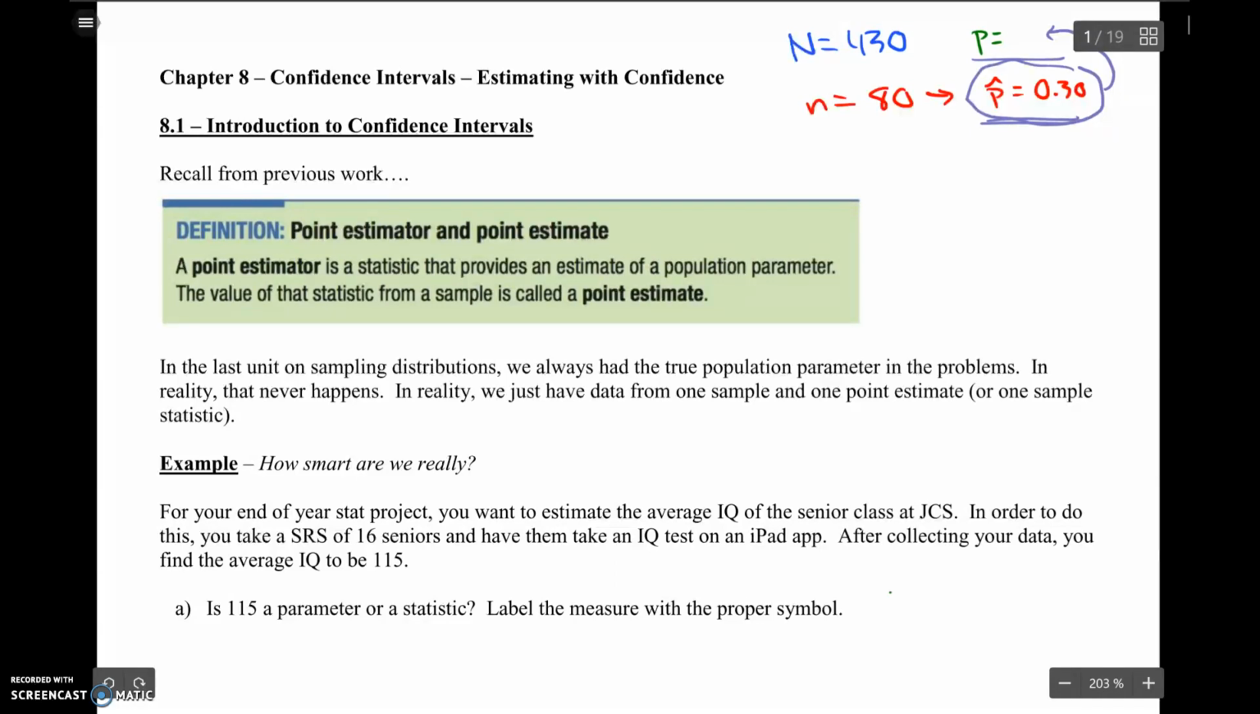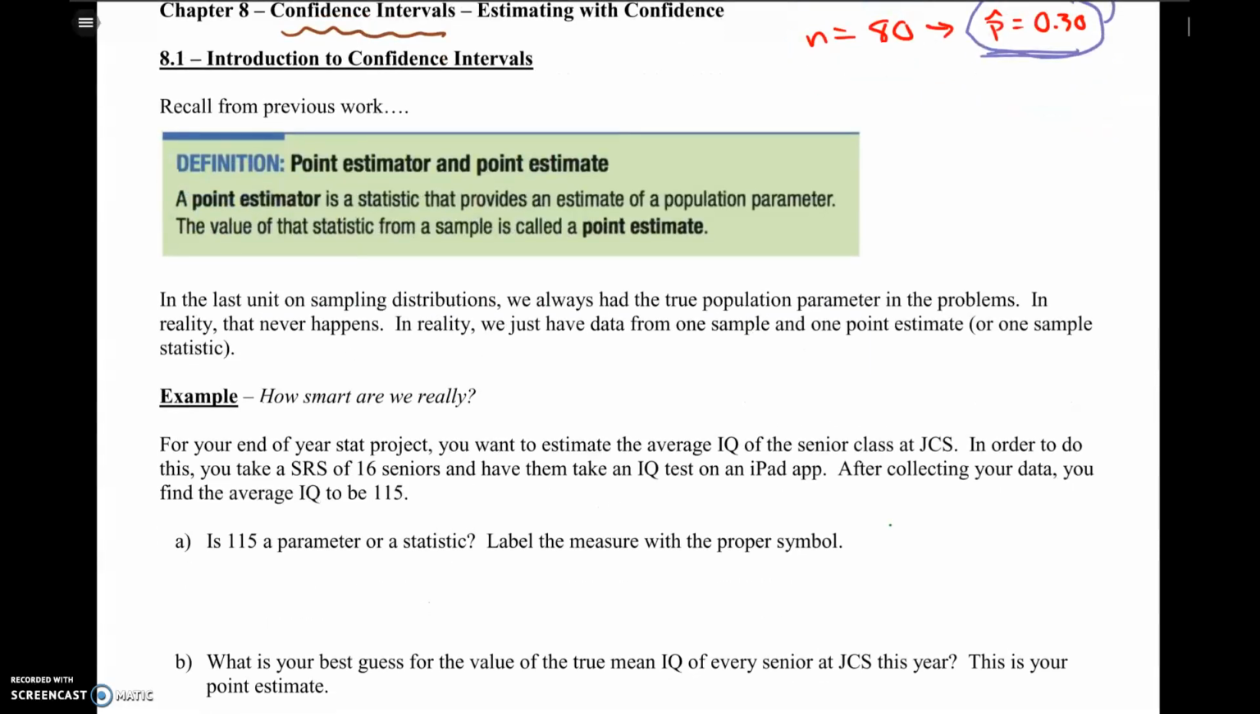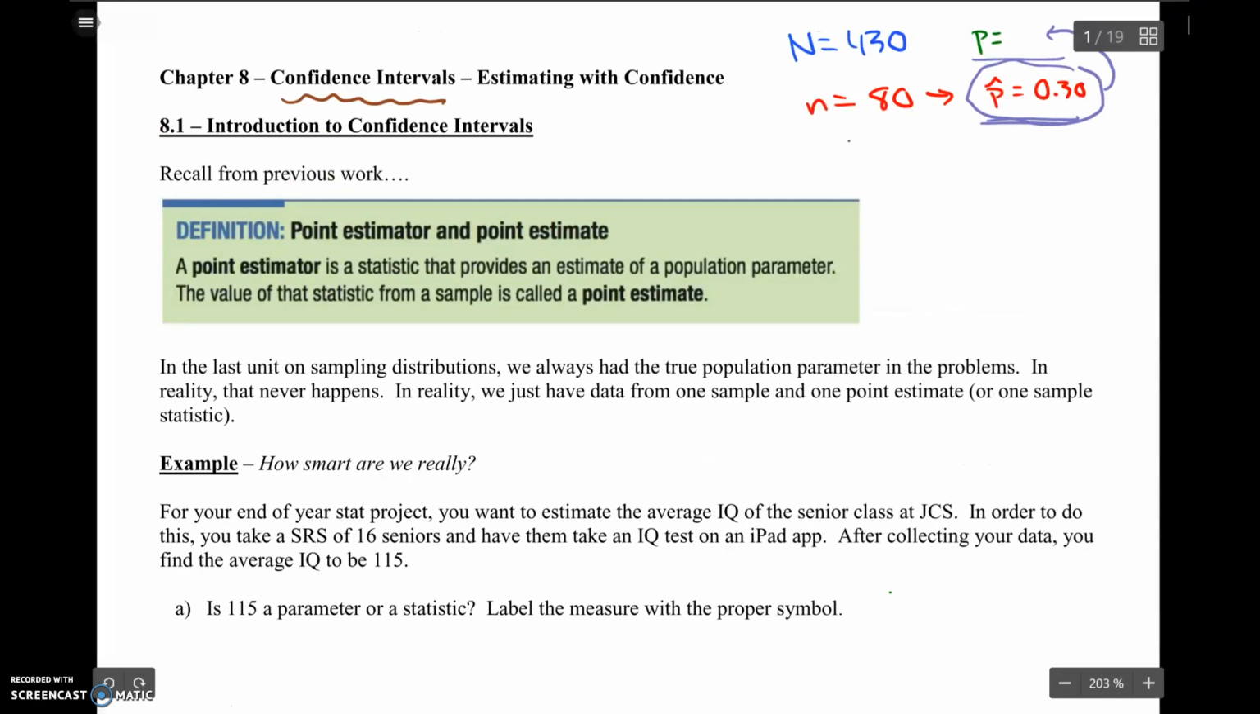To answer these questions, there are statisticians that have developed confidence intervals. So that's what this chapter is about. Section 8.1 is going to lay out the groundwork for confidence intervals, and then in 8.2 we're going to learn how to calculate confidence intervals for proportions. And then in 8.3 we're going to do confidence intervals for means using X bars.